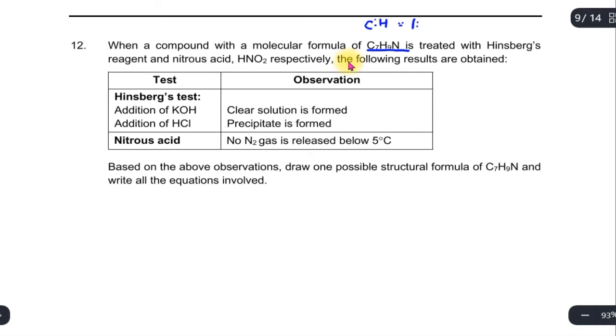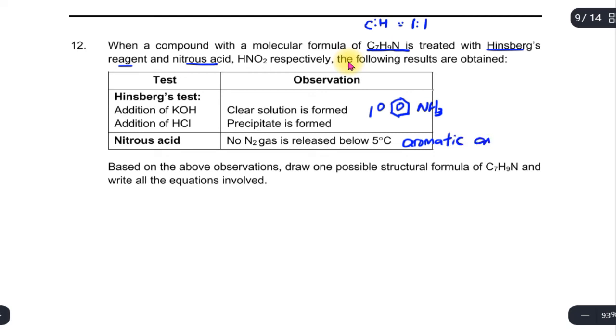So Hinsberg test first, the reagent, and then the nitrous acid test. So using both chemical tests. The observation when adding KOH is a clear solution and then a white precipitate forms. So I know this is a primary amine, a primary aromatic amine. And then the nitrous acid test, no nitrogen gas is released below. Okay, confirmed already, so this is aromatic.